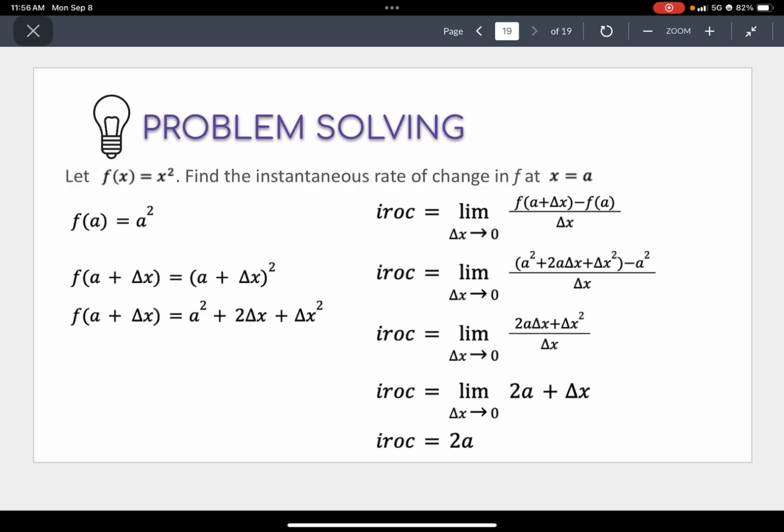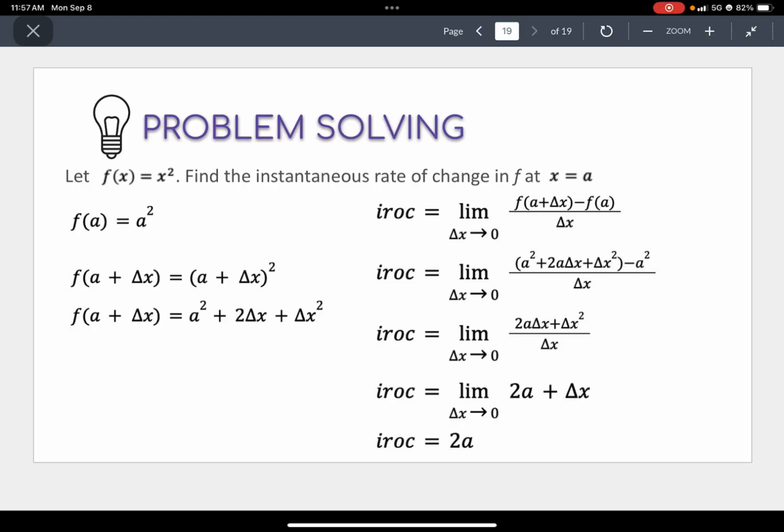The first thing I do is I evaluate the function at f of a. So f of a equals a squared. Next, I make a small change in the value of a, represented by delta x. So f of a plus delta x equals a plus delta x squared. I expand that out and I get a squared plus 2a delta x plus delta x squared.